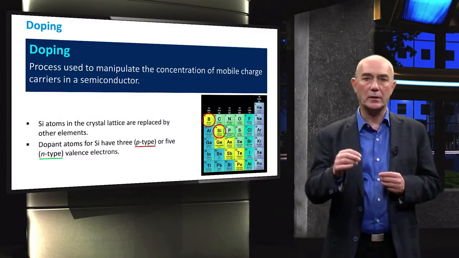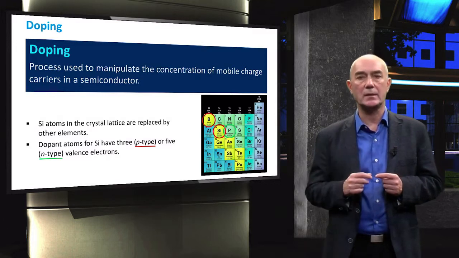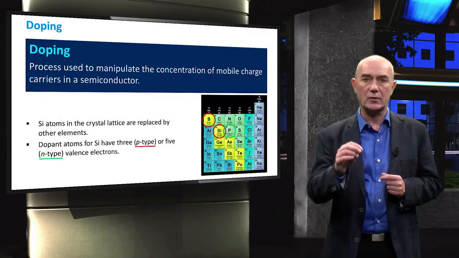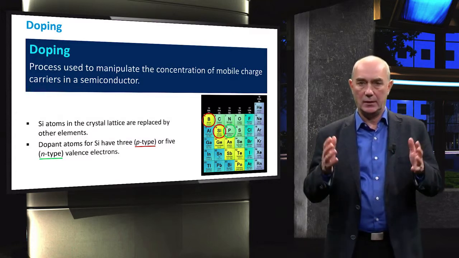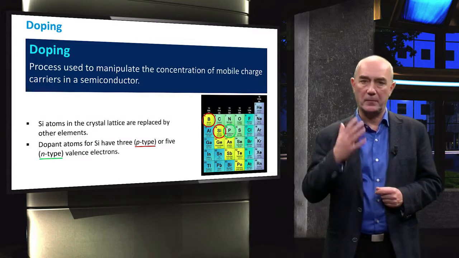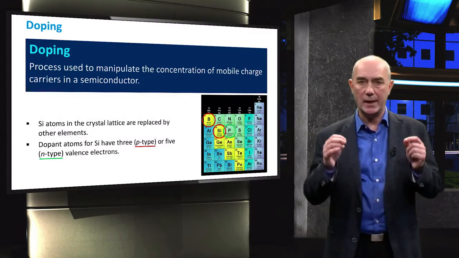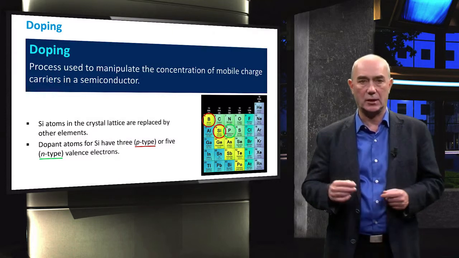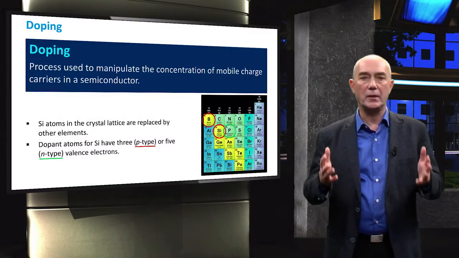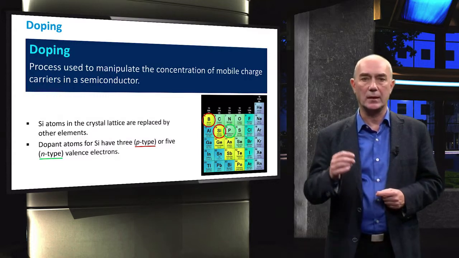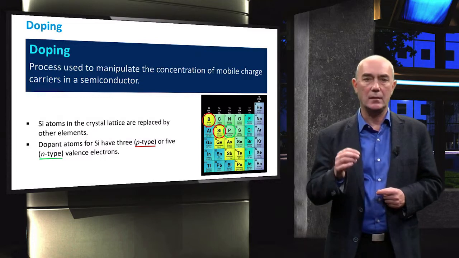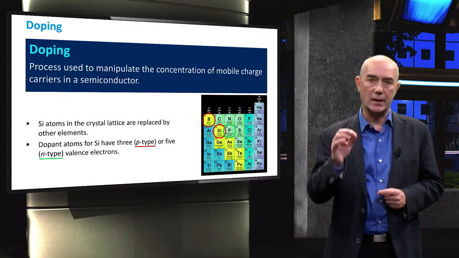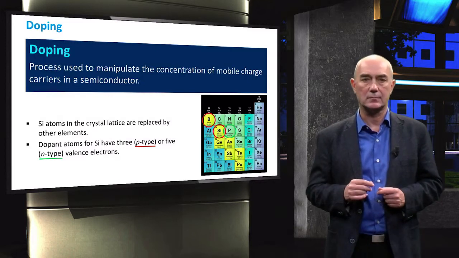The presence of boron or other group 3 atoms is known as p-type doping because it increases concentration of positive charges. The use of phosphorus or other group 5 atoms is called n-type doping because it increases concentration of negative charges. We will go further into the consequences of doping in the coming week. P means extra positive charge carriers. N means extra negative charge carriers.